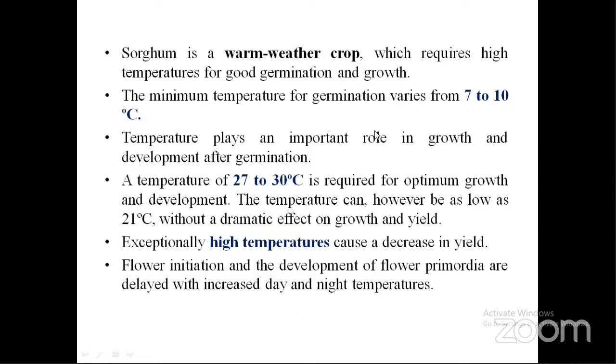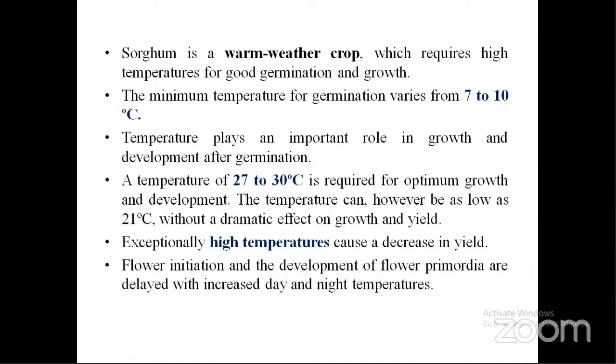And temperature plays a very important role in growth and development after germination. Not only in sorghum, in every crop, temperature plays a very important role, because every crop has certain optimum temperatures for every growth stage, like optimum temperature for germination, for vegetative growth, for flowering. If that optimum temperature prevails during that particular growth stage, yield will be high, and growth and development will be more. But if temperature is either higher or lower than that optimum temperature, it has some effect on growth and yield.